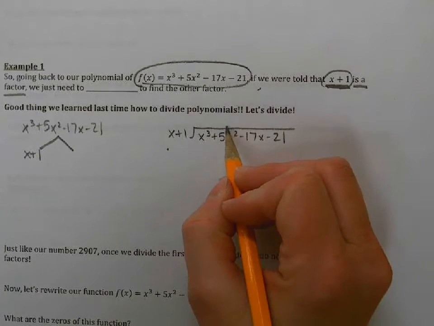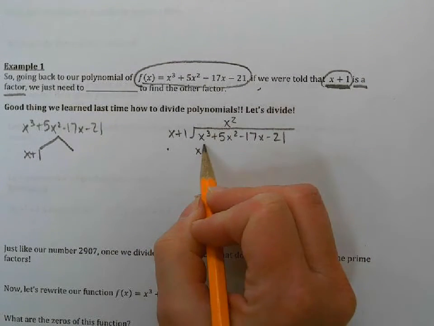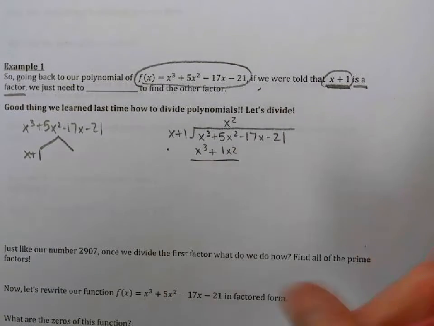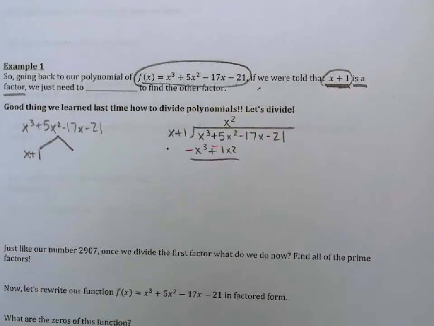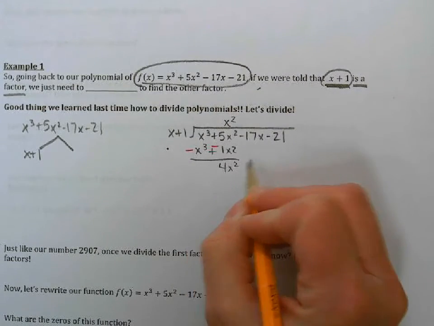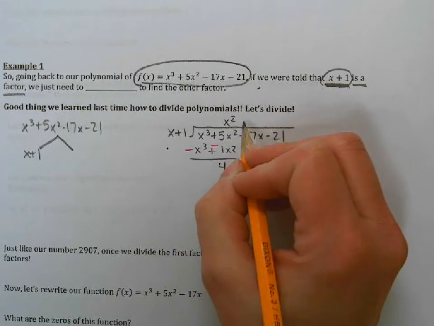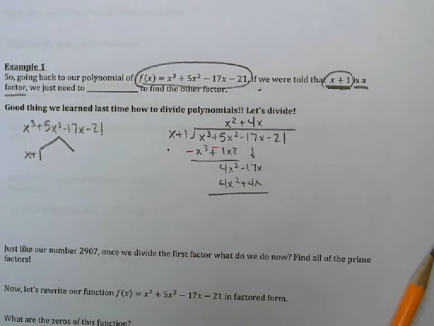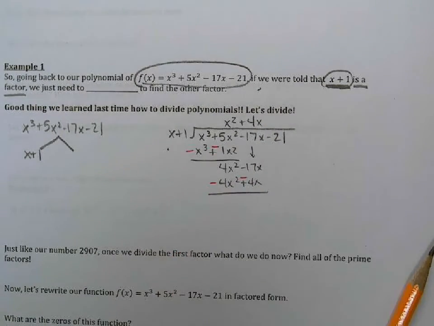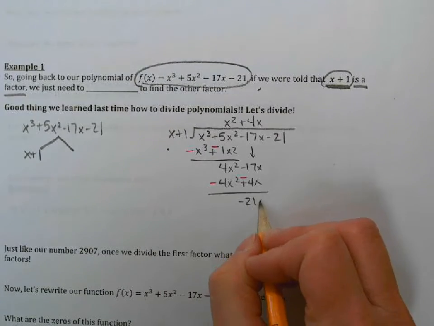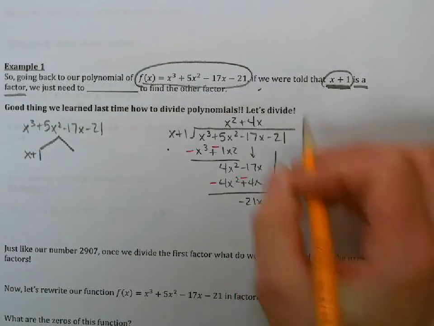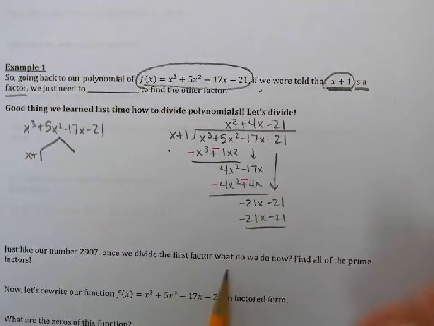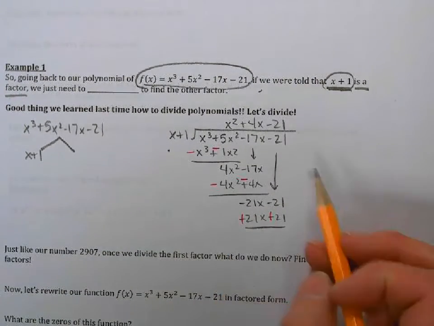I'm going to go kind of quick. I would need an x squared, which gives me an x cubed plus a 1x squared. And I go through and I change the signs. So this is going to become minus and minus. So that's how I get a 4x squared and then bring down the minus 17x. That means I need a 4x. Get me 4x squared plus 4x. But then I change the signs, minus and minus. So that's how I get a negative 21x and bring down the minus 21. So I need a negative 21, get me negative 21x minus 21. Gets me remainder 0.